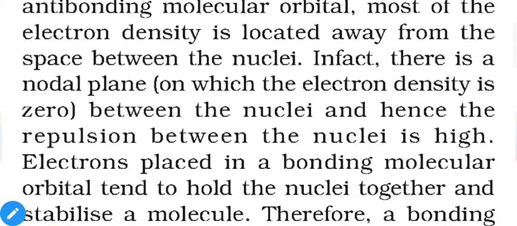and hence the repulsion between the nuclei is high. That means if we place two similar charges close to each other, they will repel each other, and repulsion means lesser stability. So if electrons are present between the two nuclei, the nuclei are not repelling each other because of the presence of electrons, and they will be stabilized. When they do not have electrons between them, the nuclei of different atoms will repel each other, and because of repulsion stability decreases. This is the reason why bonding molecular orbitals will increase the strength of the bond, and anti-bonding orbitals will decrease the strength of the bond.